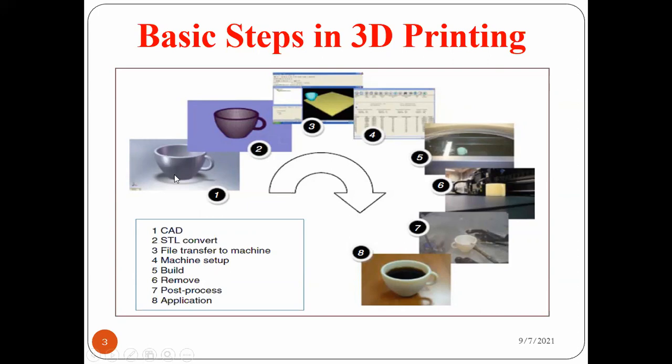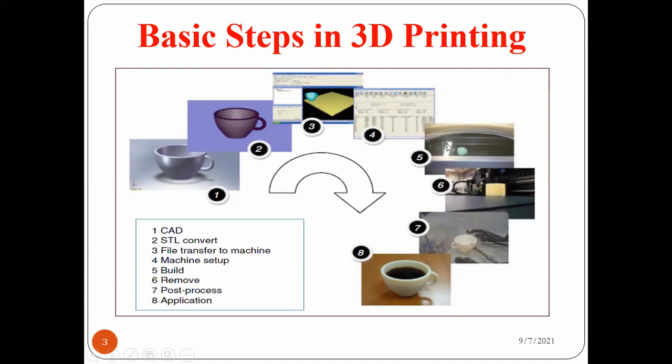Here, this is a CAD model. This CAD model we are going to convert to the STL file in the second step. Then this STL file we send to the machine using various 3D printing softwares. Then we set up the machine parameters. Based upon our slicing, the STL file, when we convert it in the 3D printing software, is converted into slice information. Based on the slice information and the input parameters we give, the machine builds a model in the 3D printing machine.